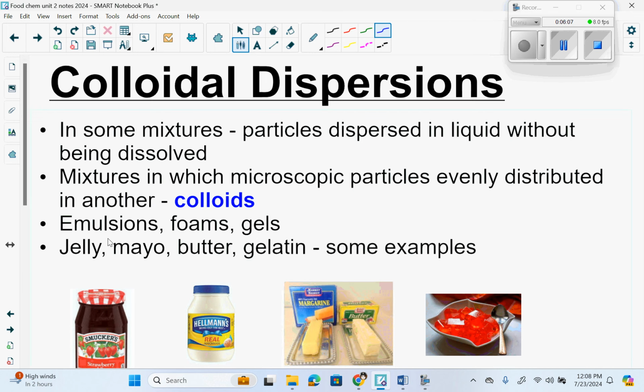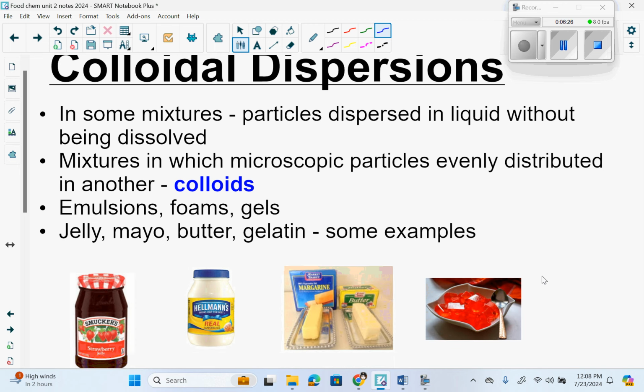All right, colloidal dispersions. In some mixtures, the particles are dispersed in liquid without being dissolved. Mixtures in which microscopic particles are evenly distributed in another are called colloids. We'll look at emulsions in just a second, but these are emulsions, foams, and gels.